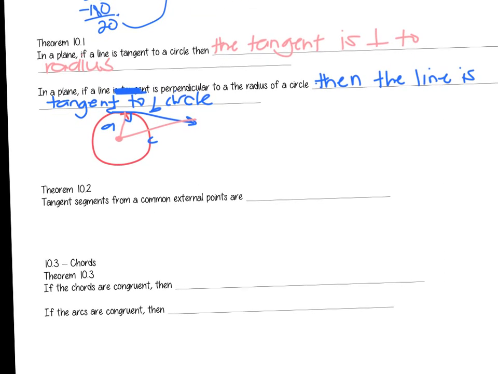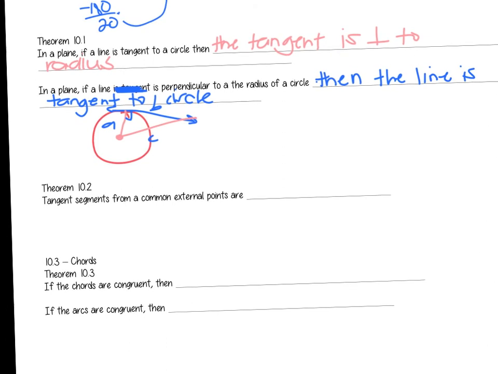Theorem 10.2 said tangent segments from a common external point. This is that ice cream cone looking one. What's true about those tangents? They're congruent. So whatever you've got on this side would be set equal to this side. These two would be congruent.